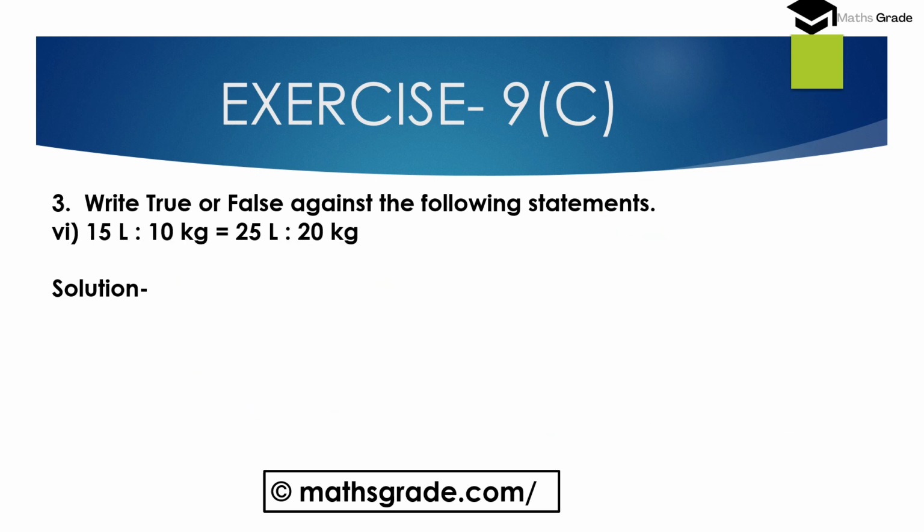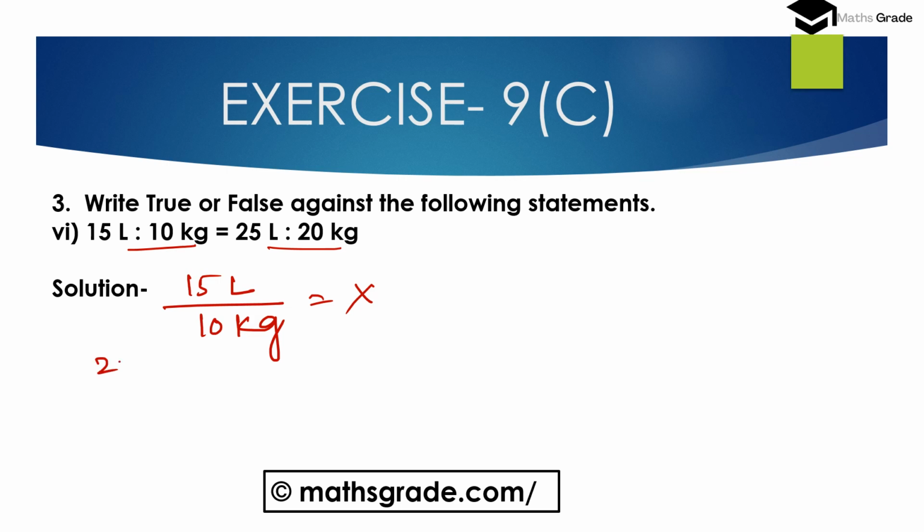Now question number 6th bit. 15 liter is to 10 kg is equal to 25 liter is to 20 kg. 15 liter divided by 10 kg. Here both the antecedent and the consequent are not of the equal unit, that is antecedent is in liter and the consequent is in kilogram. We cannot express this kg into liter or liter into kg. So this is not in the form of a ratio. These ratios cannot be formed.